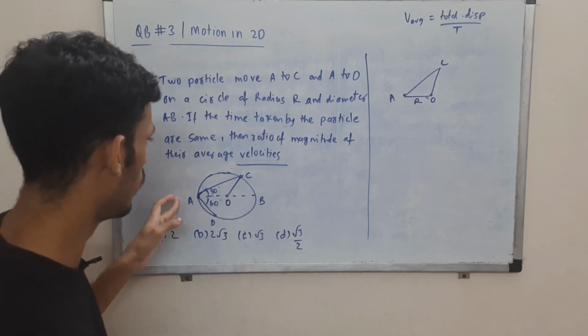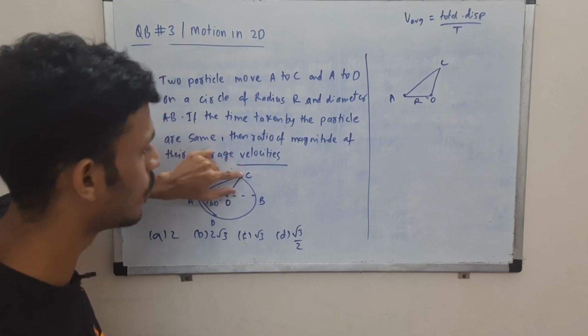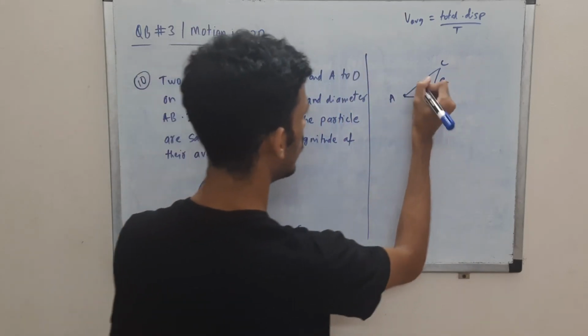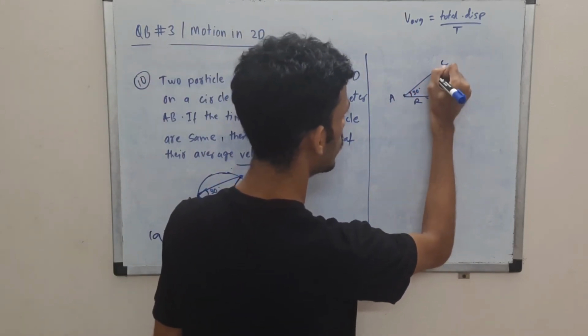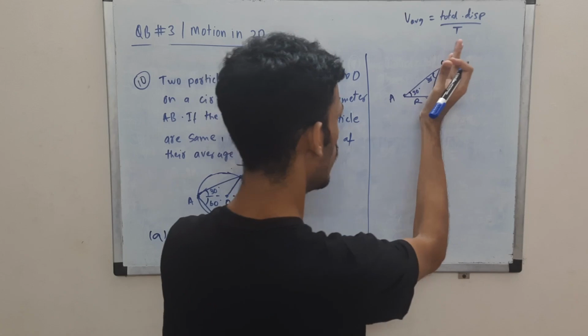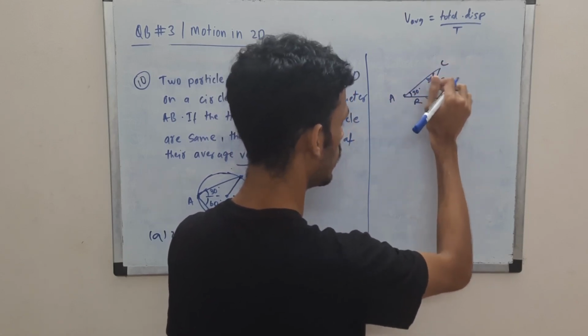Okay, and you can see that AO will be the radius, also OC will be the radius, center to the point on circle. So this is also the radius. So if this is 30 degrees, this will be also 30 degrees, right? This is the property of isosceles triangles. The sides are equal, opposite angles are equal. So this is R, this is 30, R 30.